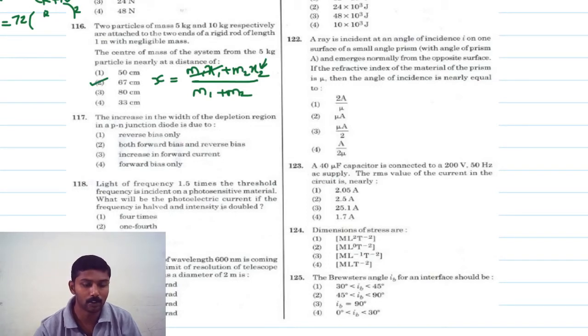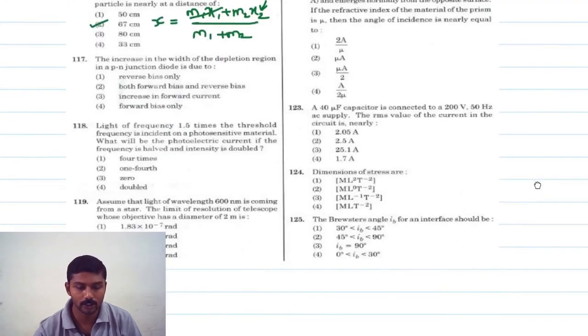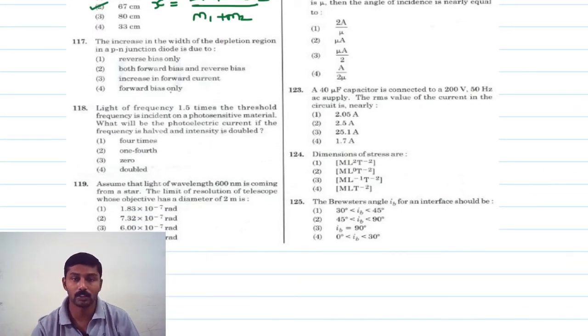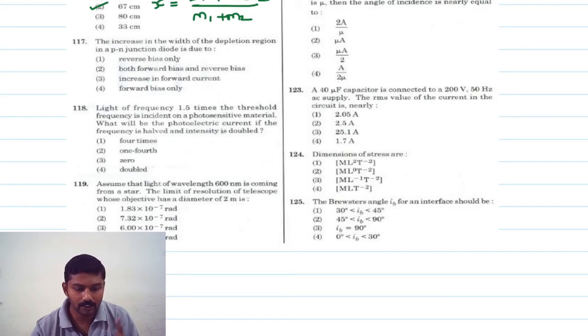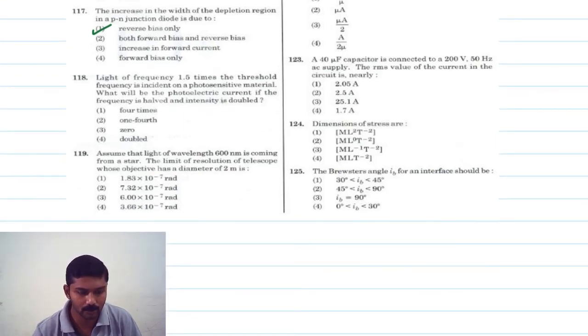That's a very simple question, which I was totally expecting this time. Those who have studied this know that I've already told you the question will definitely come from there. The increase in the width of the depletion region in a PN junction diode depends on what? It depends on the reverse bias only. It does not depend on the forward biasing. Now the next one, 117, the first option is the right answer.